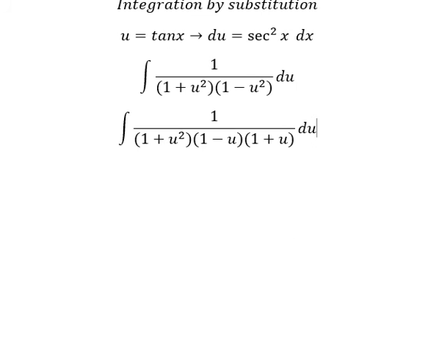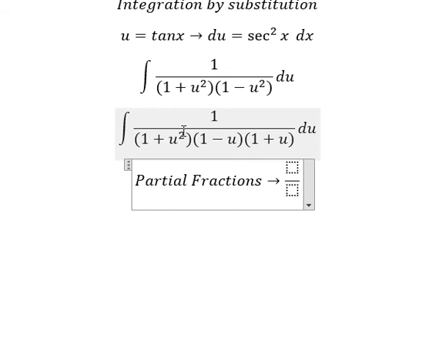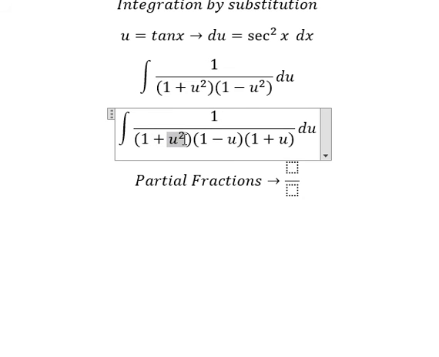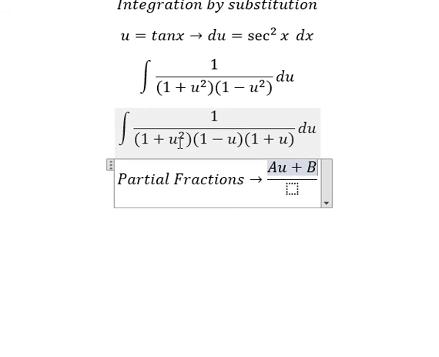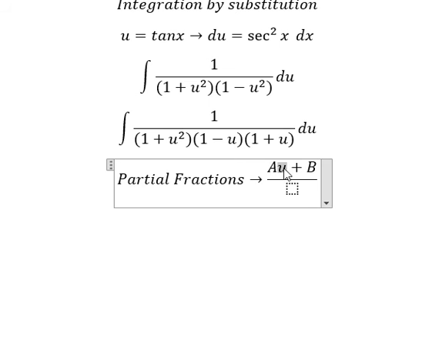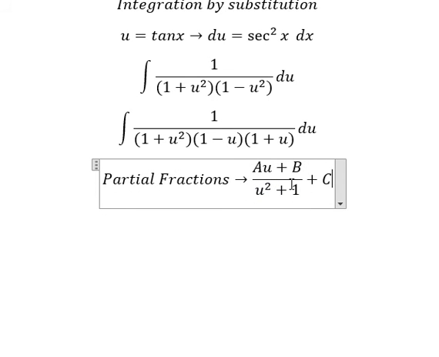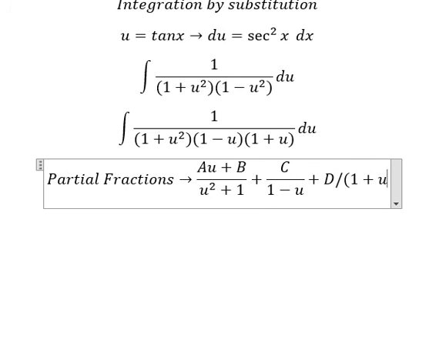And now we can use partial fractions. So 1 plus u squared in here, because the denominator is u squared, so for the numerator I will put a u plus b. We need to reduce 1 unit of the power for the numerator. That's why we have 2 minus 1 and we have 1. And we have u squared plus 1. C over 1 minus u. D over 1 plus u.